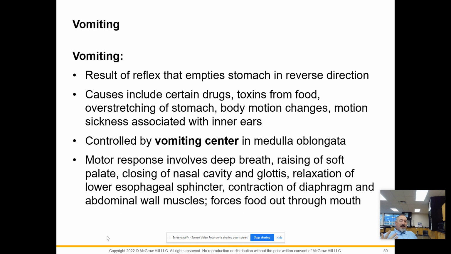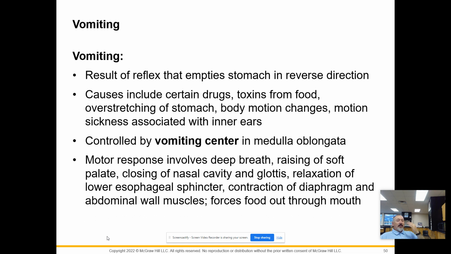So the vomiting center is going to be tied to your medulla oblongata, just below your pons, just above your spinal cord. So to actually vomit, these things occur. One is you take a deep breath. Ever notice you take a deep breath before you vomit? You're going to raise your soft palate because you don't want the stuff flowing out your nose. Think of how often you've vomited out your nose. It really doesn't happen.